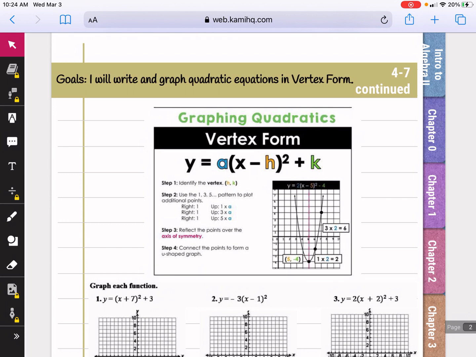So it's just a pattern. Because it's quadratic, it's not linear where it's going up the same amount each time. That value is getting a little bigger each time.